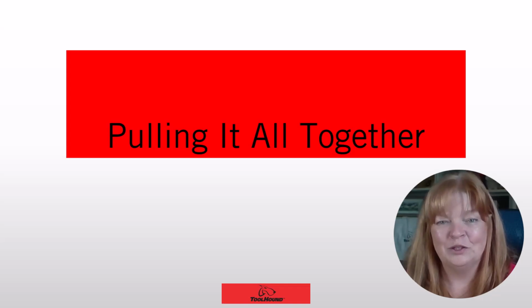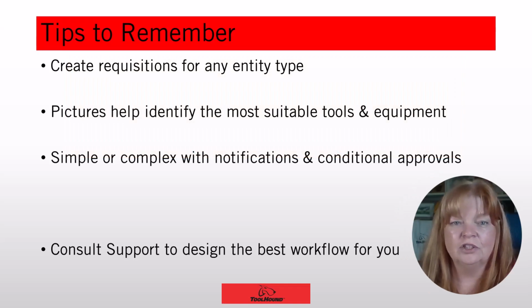Let's review what we've learned so far. Create requisitions for either entity type, either personnel or non-stocking locations. Add pictures to part numbers to increase efficiency and reduce frustration. These pictures can be displayed in the parts catalog to help quickly identify the most suitable tools and equipment.